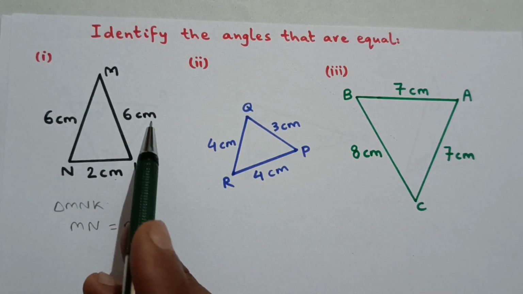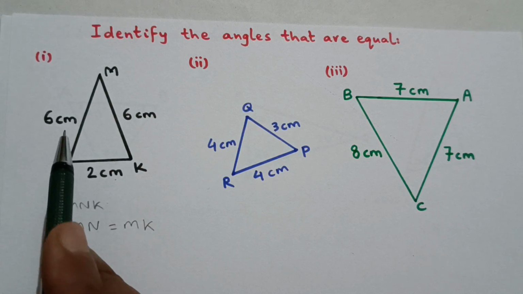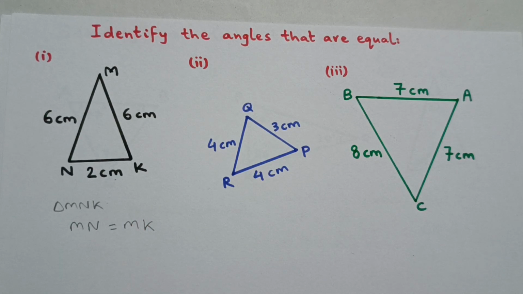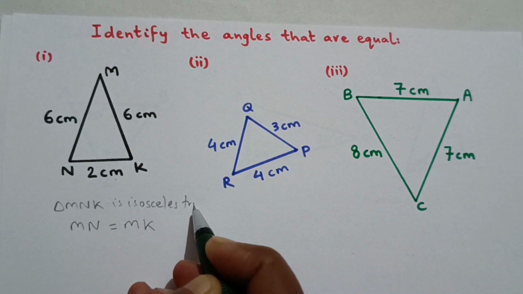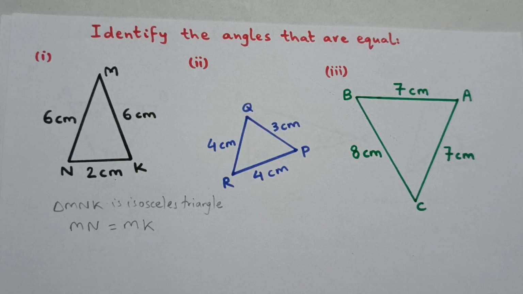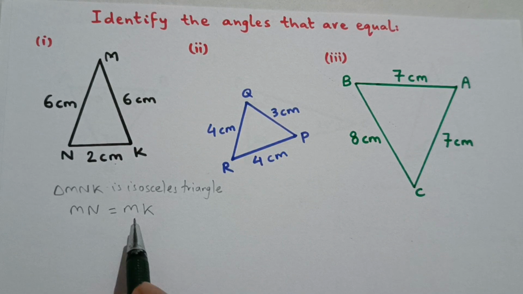They are 6 centimeter. So out of three sides of this triangle, we know that two sides of the triangle are equal to each other. So this triangle is an isosceles triangle. So triangle MNK is an isosceles triangle. Now we have been given that side MN and side MK are equal to each other in this isosceles triangle. And now we will find out which two angles of this triangle are equal to each other.